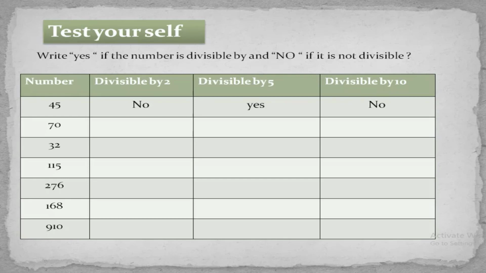I have solved the first one for you. 45, is it divisible by 2? No, it's not divisible, since its ones digit is 5, then it's not even, so it's not divisible by 2. Is it divisible by 5? Yes, it is divisible by 5, since its ones digit is 5. Is it divisible by 10? No, it will not be divisible by 10, since its ones digit is 5.